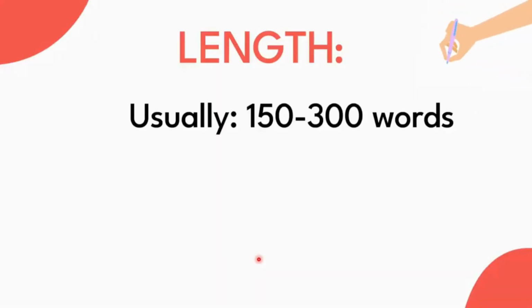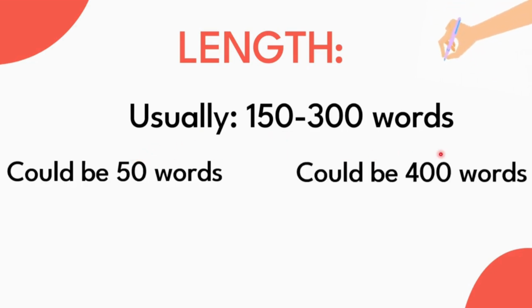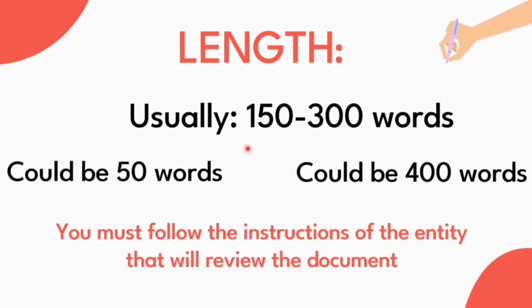How long should the abstract be? Well, usually it is between 150 and 300 words. However, it can be 50 or even more than 400 words. Usually, our document is addressed to an institution, like a university, college, or a journal. Usually, they will give us some instruction about the length of our abstract. So all we need to do is to pay attention to those instructions and do exactly what they ask.